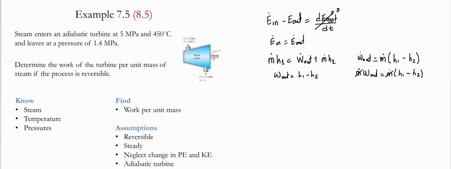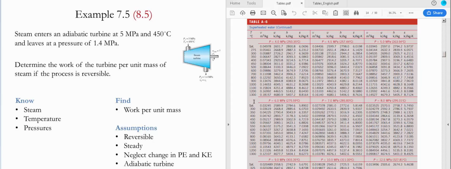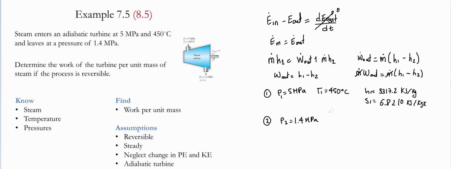At state 1, we have the value of the pressure and the temperature, as well as the phase. It indicates that it's a steam, therefore we're going to assume that it's a superheated vapor. Therefore, we go to table A6 to get the rest of the properties. We go to 5 megapascals and 450 Celsius, and we find that the value for the enthalpy is equal to 3317.2 kilojoules per kilogram, and the value for the entropy is 6.8210 kilojoules per kilogram Kelvin. So for state 1, these are the values that we obtained from the table.